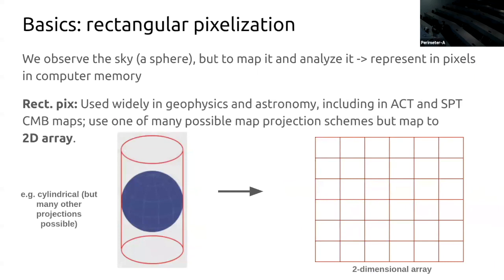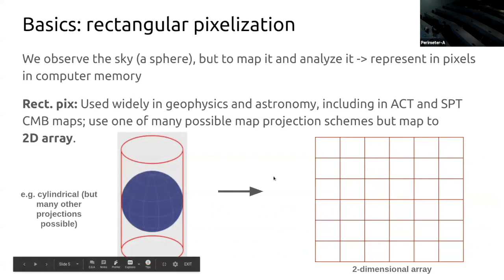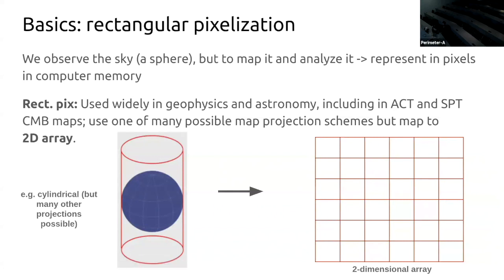So what I mean by rectangular pixelization is any scheme that maps the sky into a two-dimensional array with rectangular pixels. These rectangular pixelizations are widely used in geophysics and astronomy, including in ACT and SPT CMB maps. And there are many different ways to do it. With HEALPix, there are just a few different schemes, like nested and ring, and different possible resolutions. But with rectangular pixelization, there's a whole ecosystem of different possible ways to do it that correspond to different projections of the sky. Here I'm showing, for example, a schematic representation of mapping the sky into a cylindrical projection, then pixelizing it in a two-dimensional array.